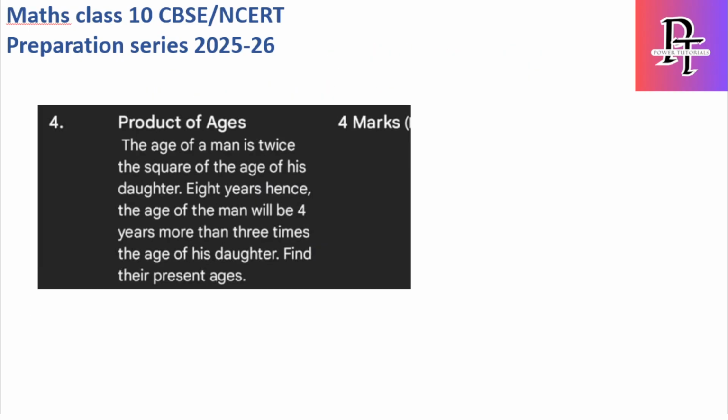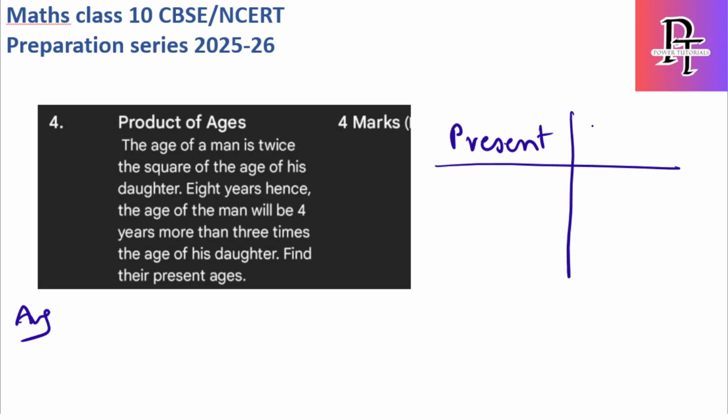Okay, let's move to the last question for today. This is the 4th question. Let's see what the characters are first. Age of man is twice the square of age of his daughter. So we have two characters, which are father and daughter. Again I will keep past, okay, here we have only present and future. So I will write present, future. What are the characters we have? We have father and daughter.